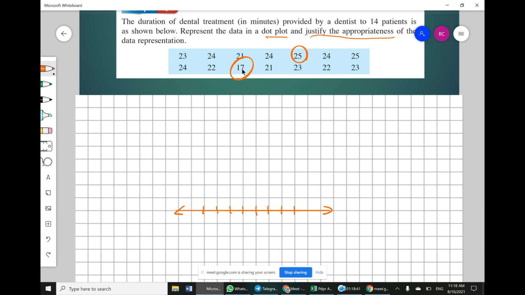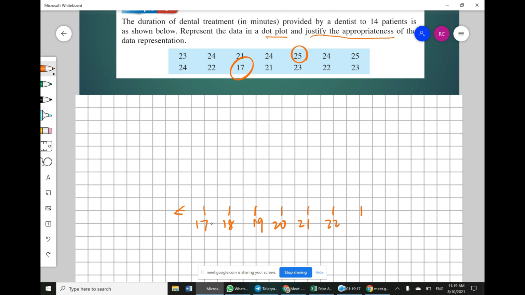So we are going to start with the lowest value, that is 17. And then 18, 19, 20. You see I'm squeezing over here. So if it's squeezing, it doesn't look very clear to write down my number. You can adjust your scale, so 2 boxes represent 1. So for example, I use 2 boxes to represent 1. So this will be 17, 18, 19, 20, 21, 22.